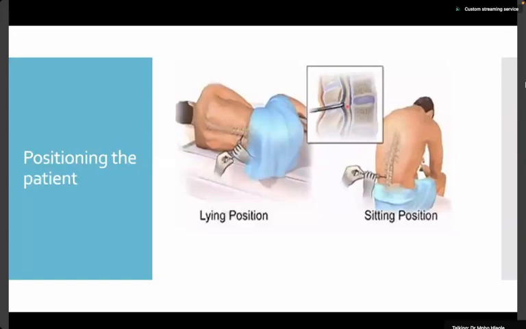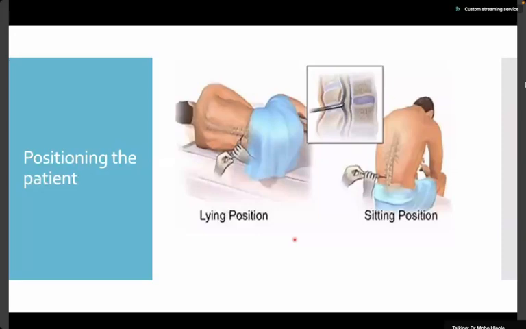Okay, so then how do you position your patient? You can either position your patient lying in the lateral decubitus position, or you can sit them. If you make them lie in the lateral decubitus position, we always used to say that you need to put them in the fetal position. It's the same position that you need to put them in.